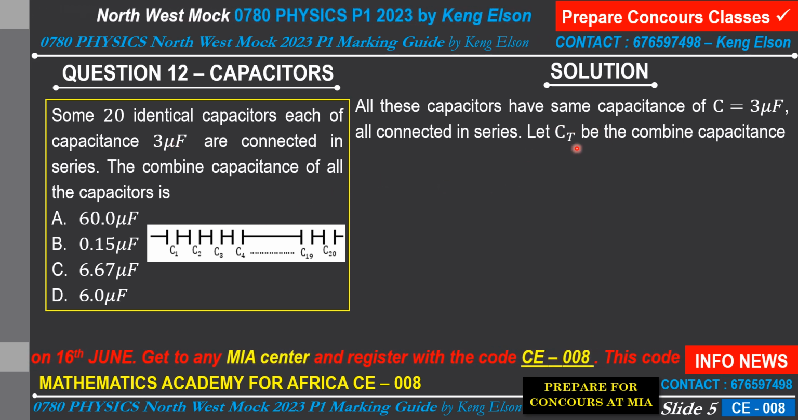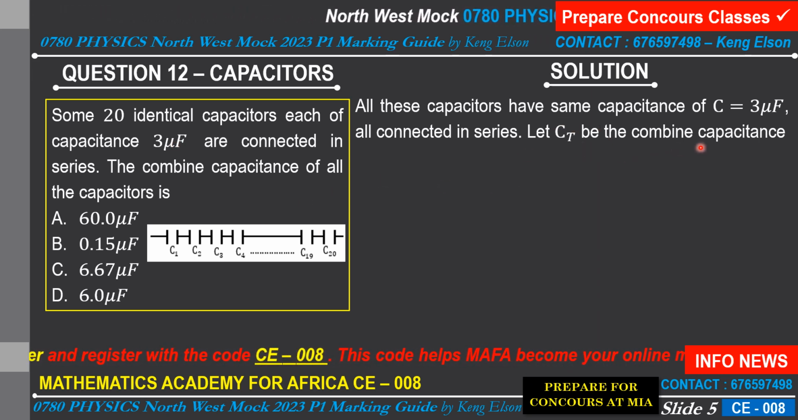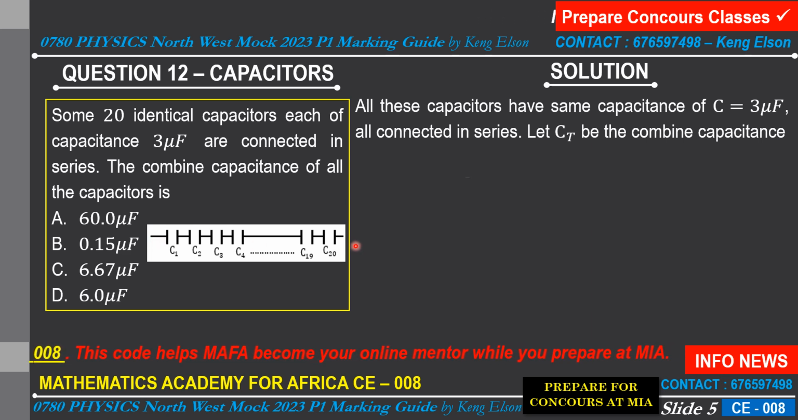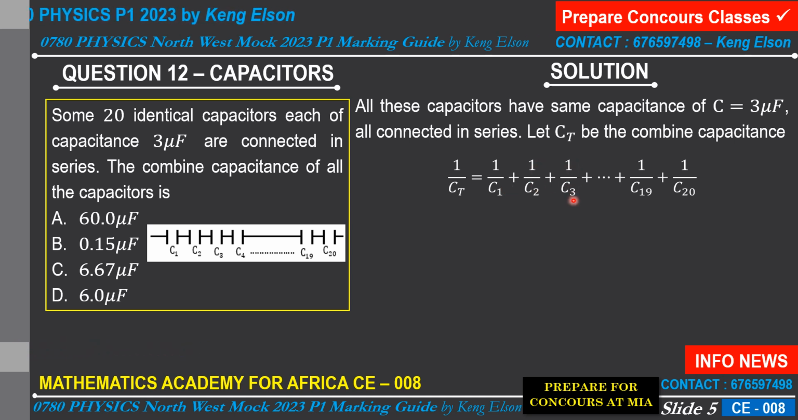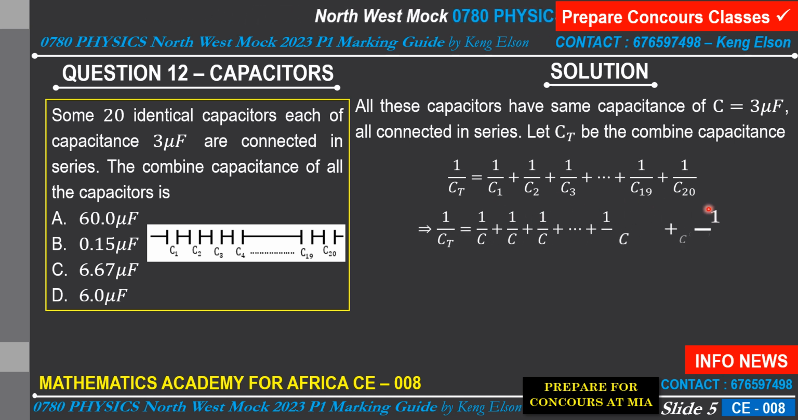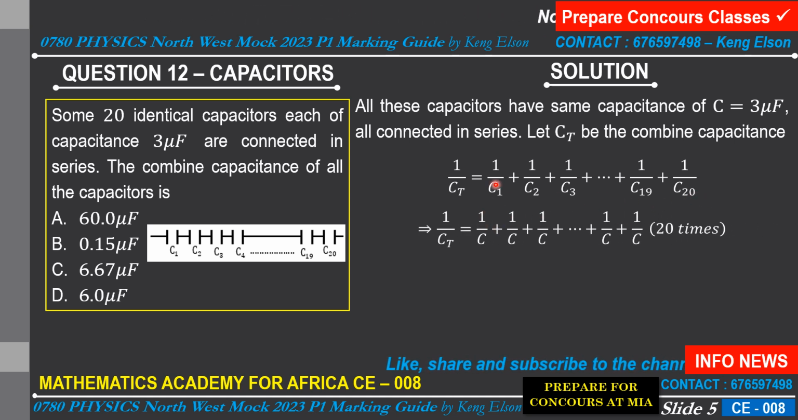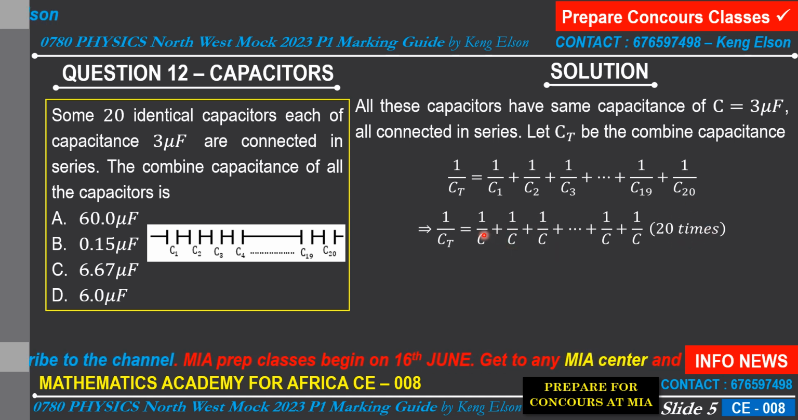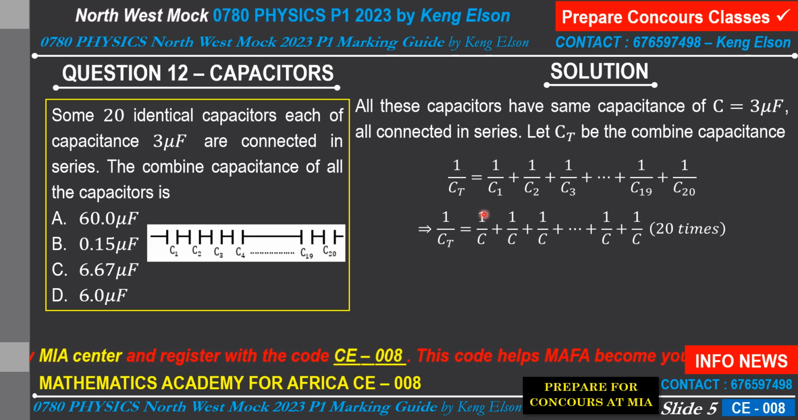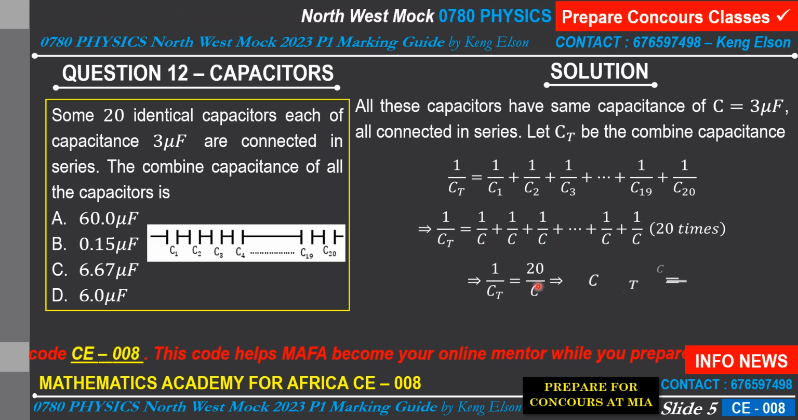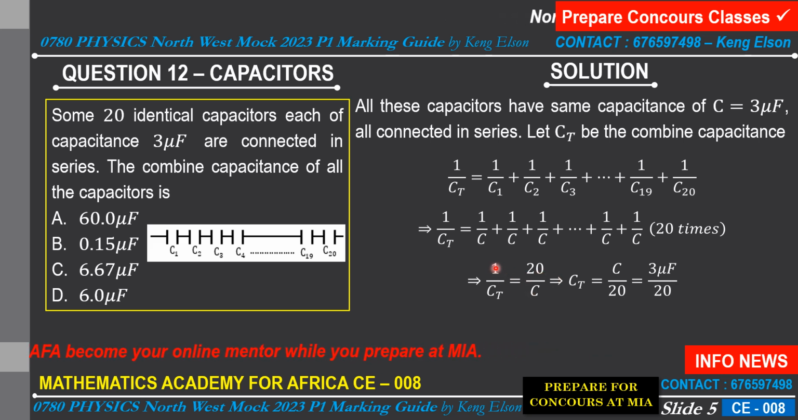So if CT is the total or combined capacitance of these capacitors, then by definition 1 on C total is equal to 1 on C1 plus 1 on C2 plus 1 on C3 right up till plus 1 on C20. But we know that C1 right up to C20 are all the same, so we are basically adding 1 over C plus 1 over C plus 1 over C, 20 times. Adding something to itself 20 times is like multiplying it by 20, and if I multiply 1 over C with 20, I get 20 on C. But 20 on C is 1 over C total.